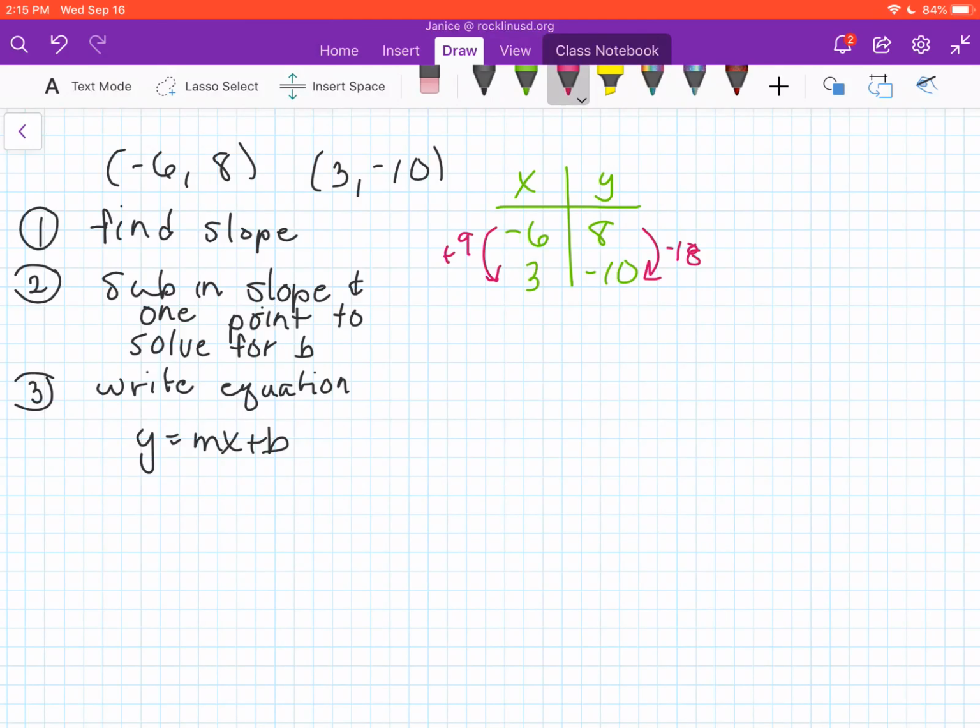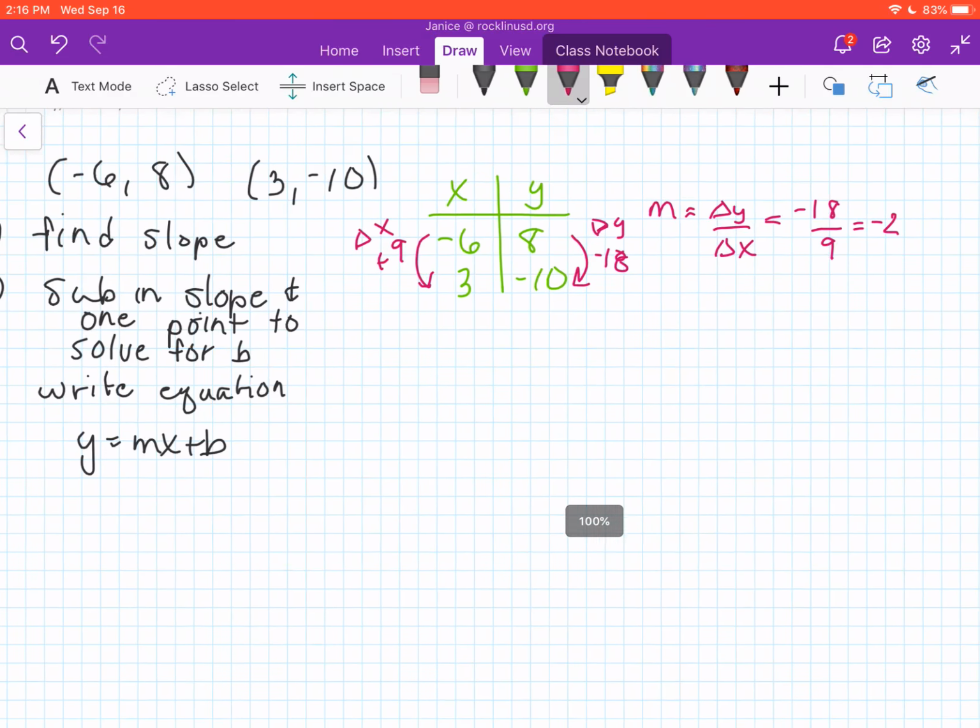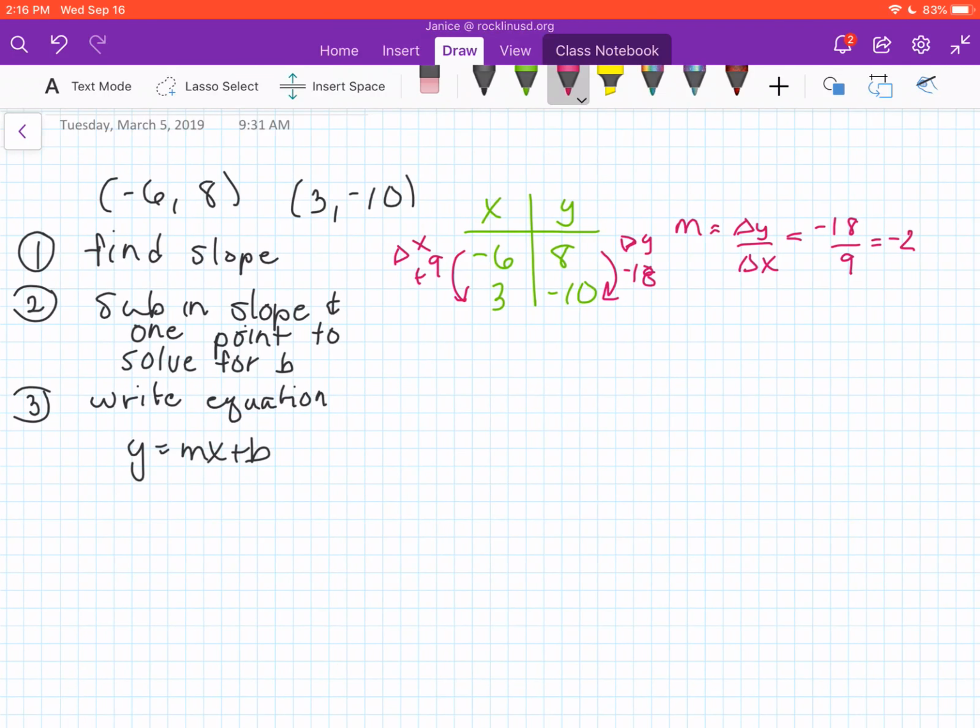So my slope, remember that slope is the change in the y divided by the change in the x. This is the change in the x, this is the change in the y. It's a triangle there. So we need to take our -18 in the numerator and divide that by 9, and we get a slope of -2. So there's step 1. We found the slope.